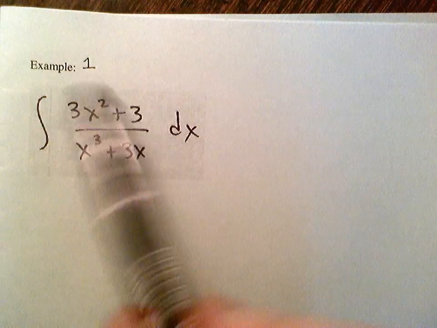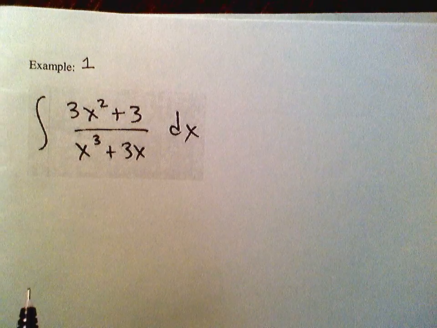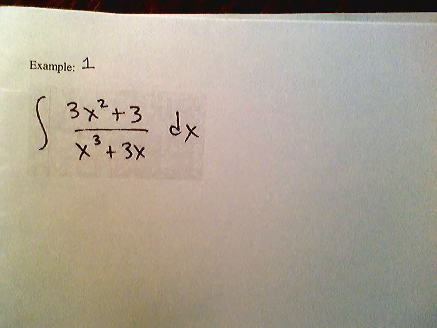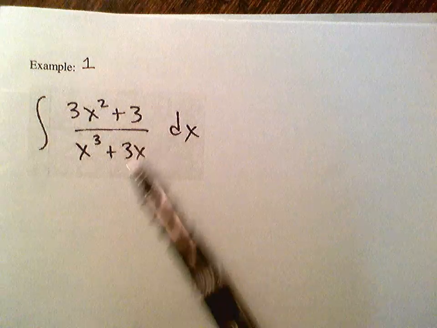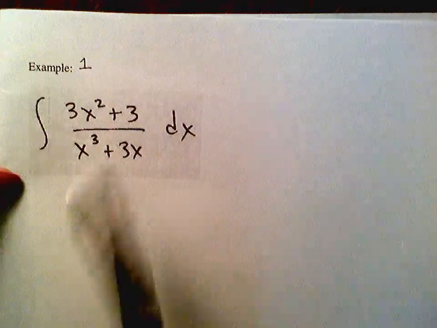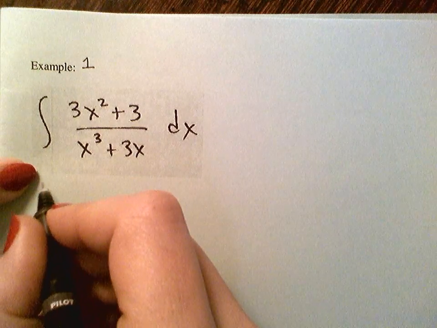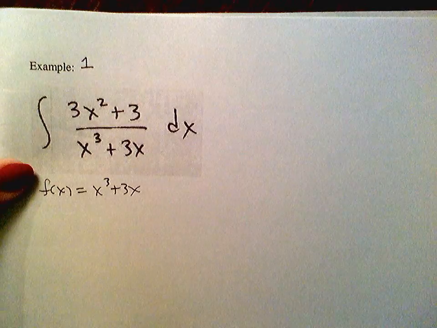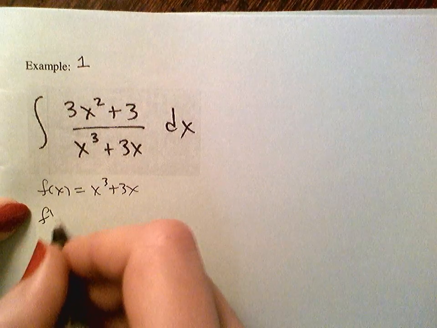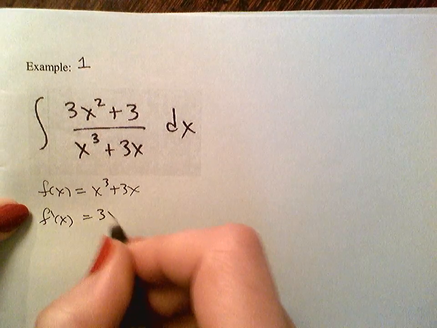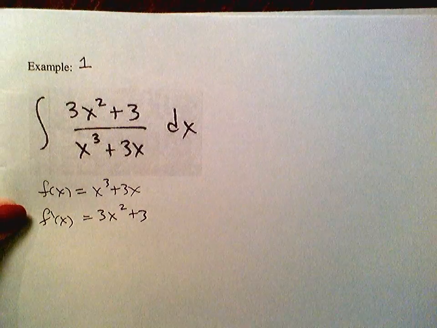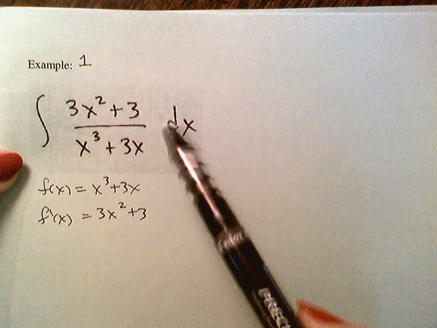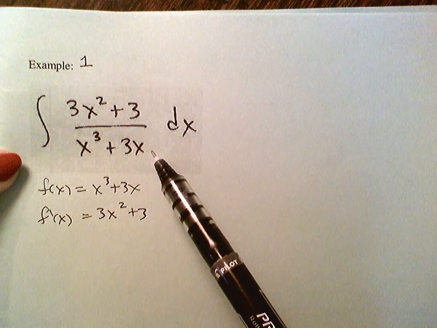Okay, so I'm taking the antiderivative of this quotient. And by the way, the formula I just introduced is a shortcut for using U substitution. All right, so if I let the denominator be f of x, and I take its derivative, the numerator, 3x squared plus 3, yes it is. So guys, this is actually of the form f prime of x over f of x.